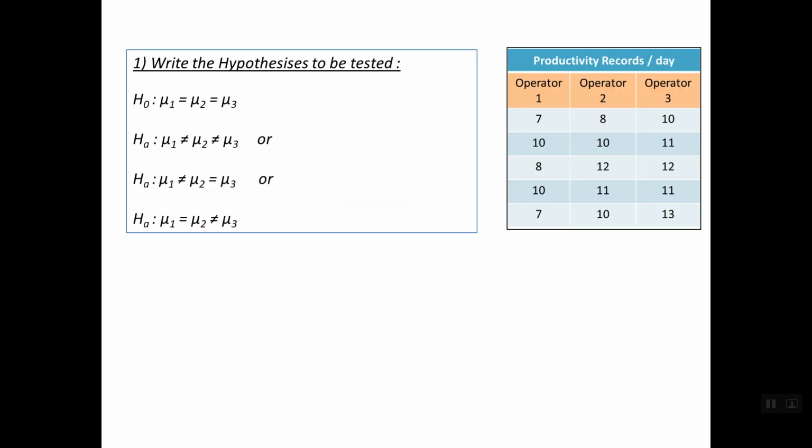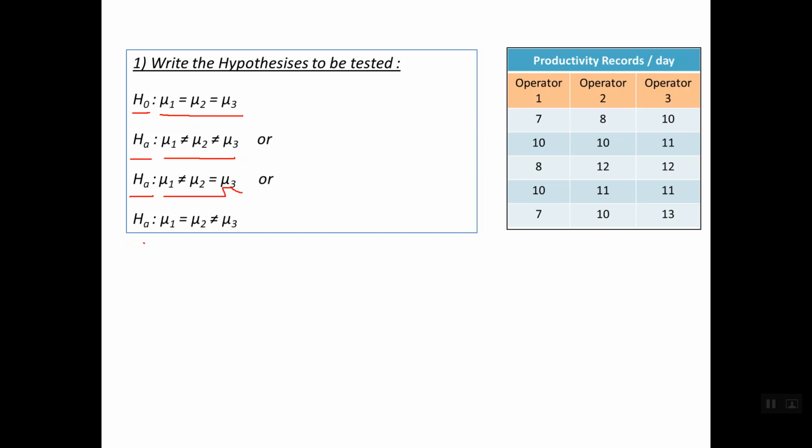So first we should write the hypothesis to be tested, as we know that we have 2 hypotheses. The first one is called the null hypothesis, which states that the means for all the populations are the same, and the other hypothesis is called the alternative, which states that some of the means are not the same as the others. Maybe all the means are different, or maybe two means are the same, but the third one is not.